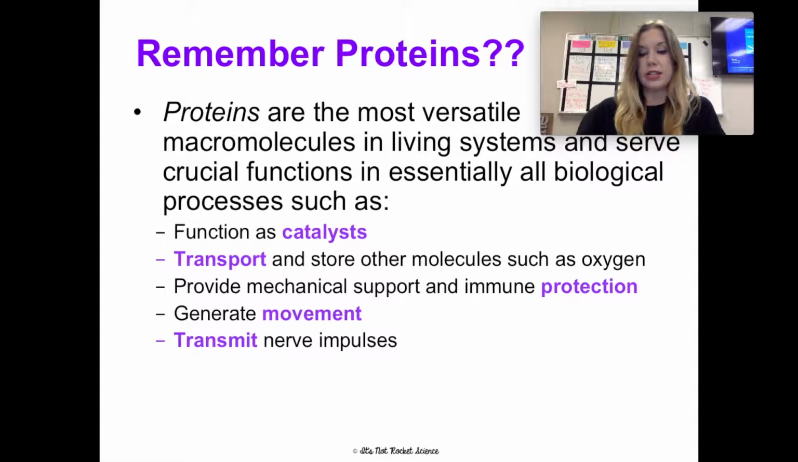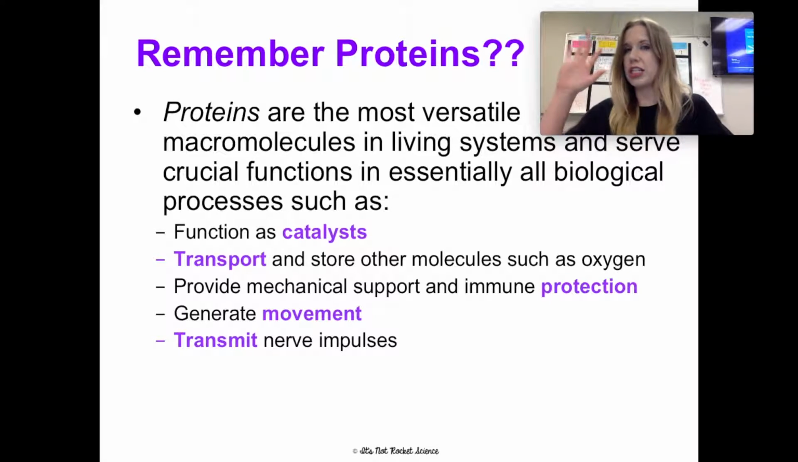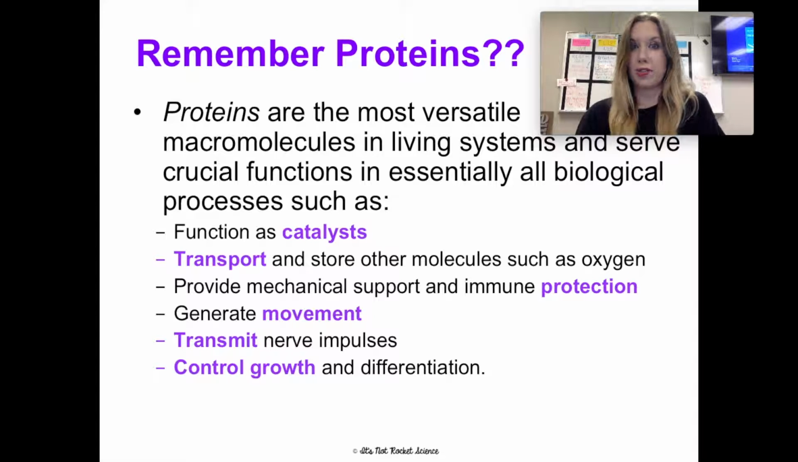So, with sending a signal from your brain, say to your hand, like maybe going like that, you're going to give someone a high five, you are transmitting a nerve impulse from your brain saying, hey, hand, raise and high five that person. So proteins have a role in that.